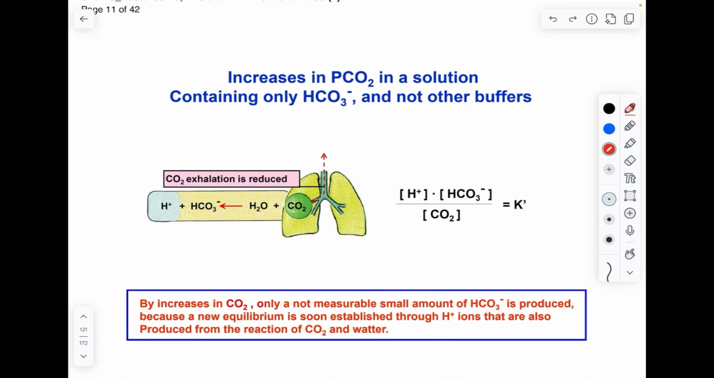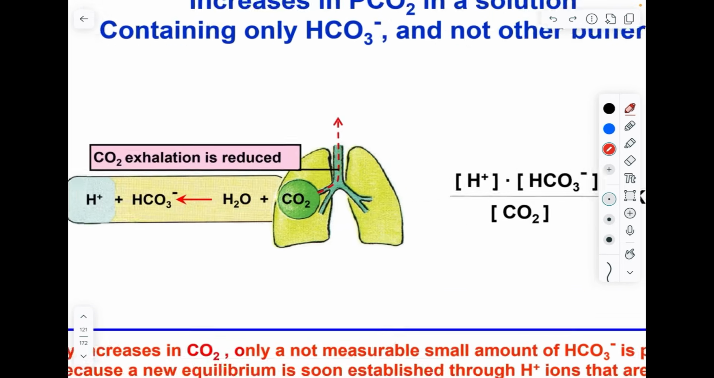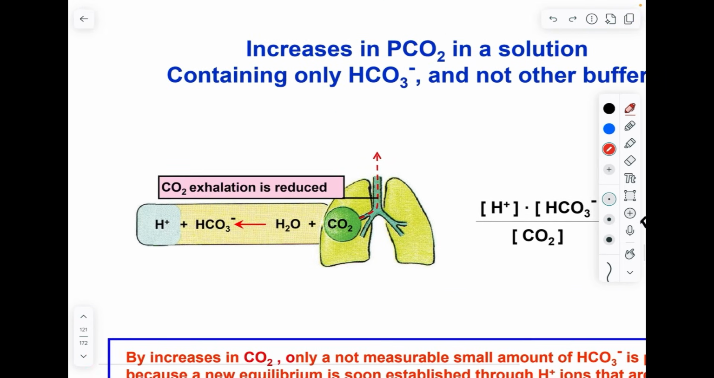Now, okay, increases in PCO2 in a solution containing only bicarbonate. Let's see what happens when we increase CO2 in a solution, if we assume that we have no other buffers other than the bicarbonate buffer. So now we increase CO2, okay? When you increase CO2, the reaction will go this way. Hence, more HCO3 and more H+.